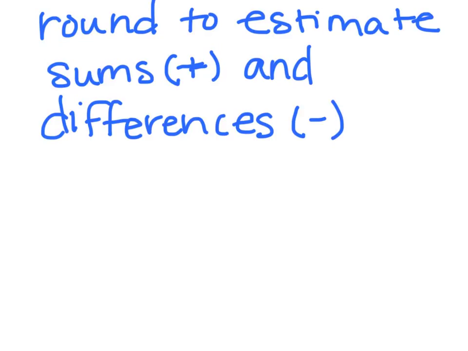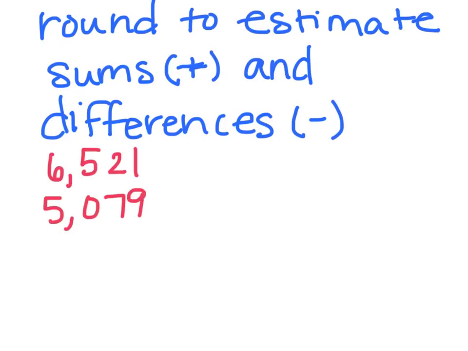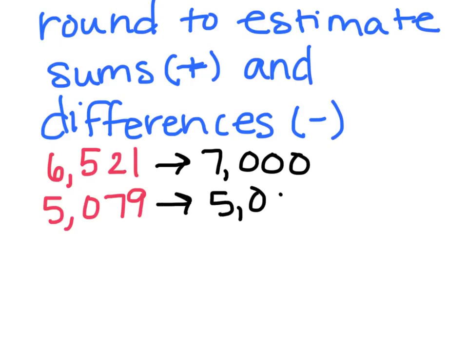We're going to apply our estimation skills to rounding sums and differences. This will help make some large digit addition and subtraction problems quick and easy. It won't give you an exact answer, but it'll get you in the right ballpark. The two numbers we'll be working with are 6,521 and 5,079. We're going to round each to the nearest thousand. 6,521 rounds to 7,000. And 5,079 rounds to 5,000.